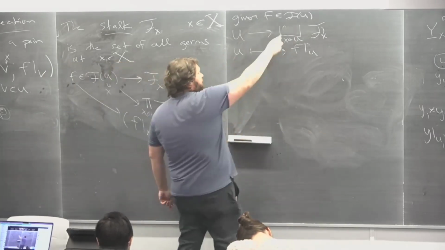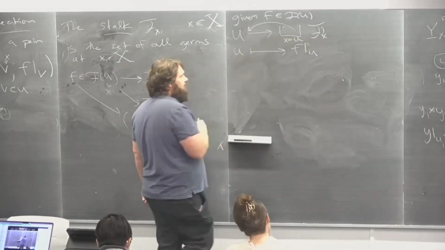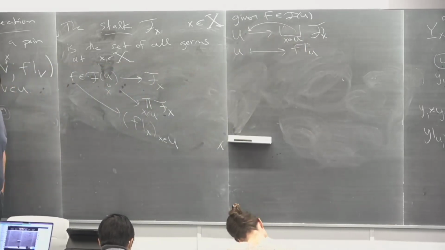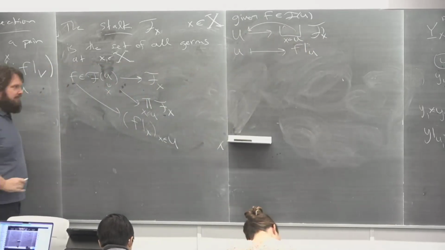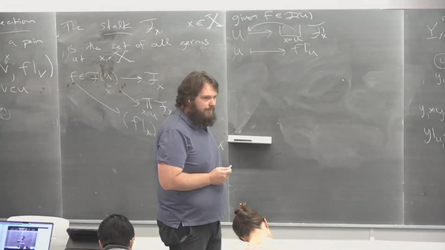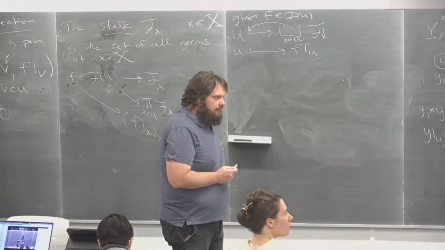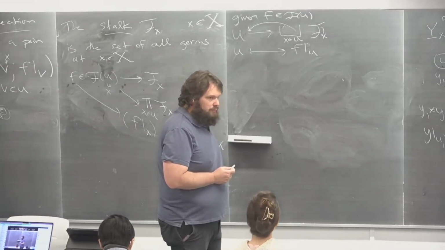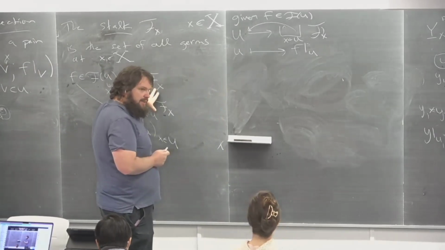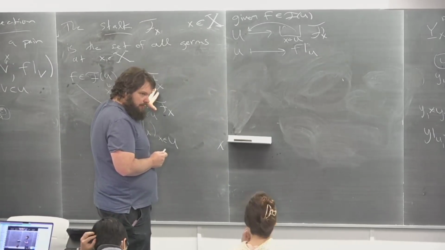And this is a section of the projection map, right? There's a map down here that sends every stalk to the point that it sits over. No, those would not give me the same element of the stalk because there's no open subset on which they agree.